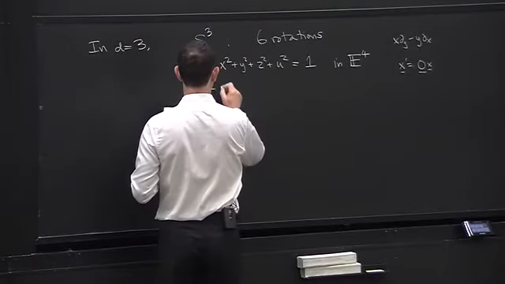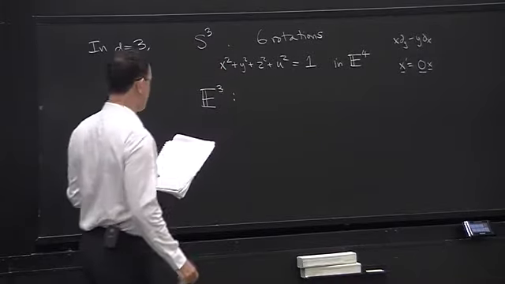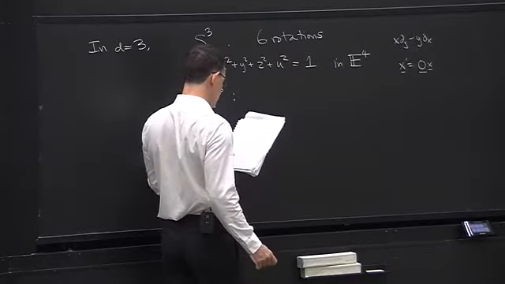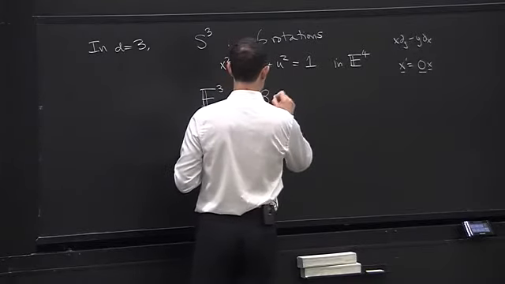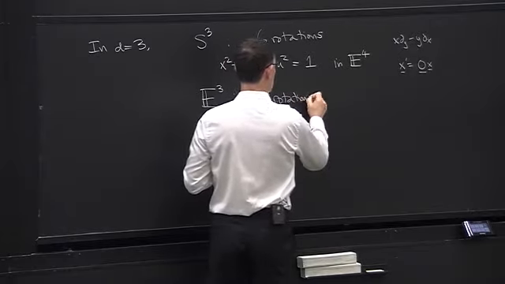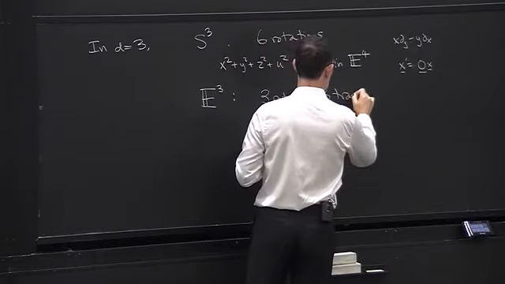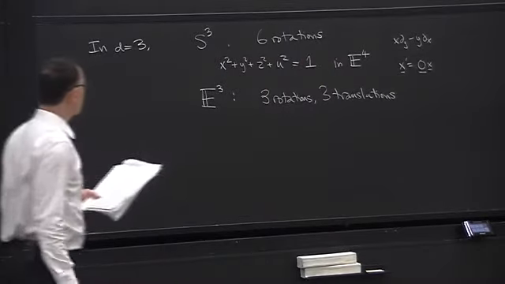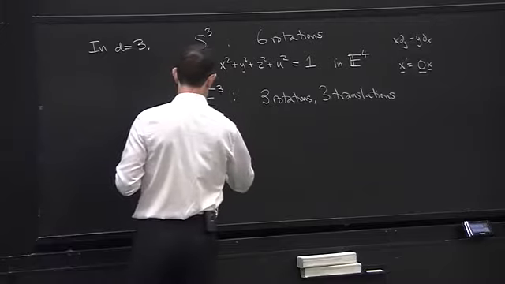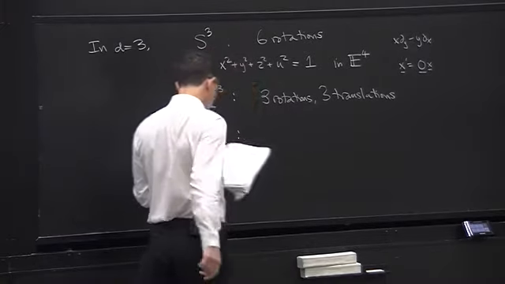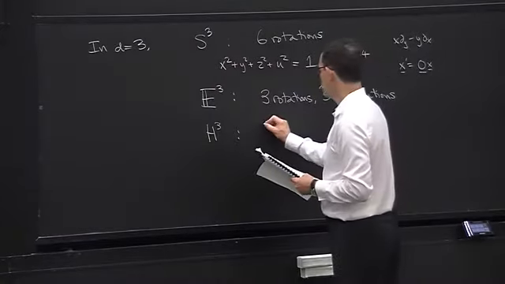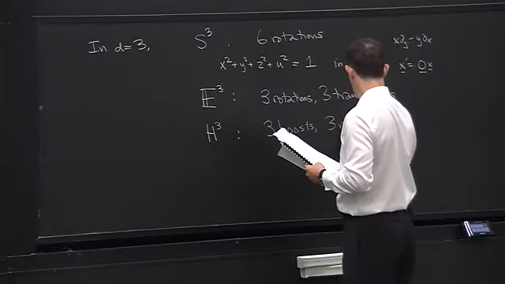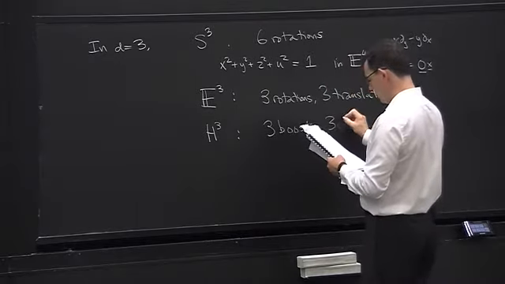The second obvious solution with 6 symmetries is 3-dimensional Euclidean space, just flat space. And this has 3 rotations and 3 translations. And the third one is hyperbolic 3-dimensional space. And this one has 3 boosts and 3 rotations.